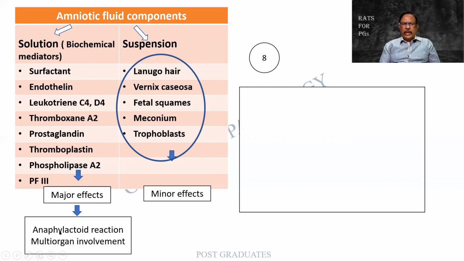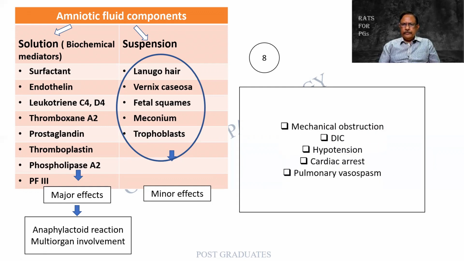They may lead to an anaphylactoid reaction or multi-organ dysfunction. Anaphylactoid reaction is different from anaphylaxis. Please go back to my topic on shock and find out the difference. As mentioned, what is actually the cause of death? It can be mechanical obstruction, DIC, hypotension, cardiac arrest, and pulmonary vasospasm.